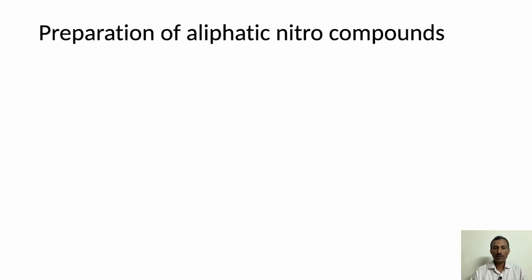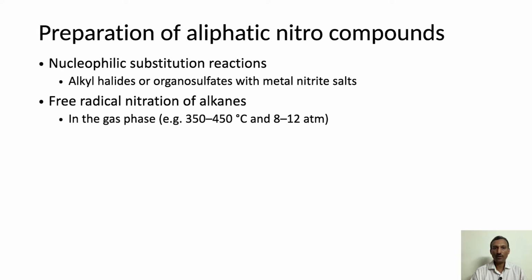Let us start with the various preparations of aliphatic nitro compounds. We will first start with the nucleophilic substitution reaction. Here alkyl halides or organosulfates react with metal nitrite salts to give the final nitro compounds. There is also free radical nitro addition. As we have mentioned, alkyl substituents undergo radical addition reaction.